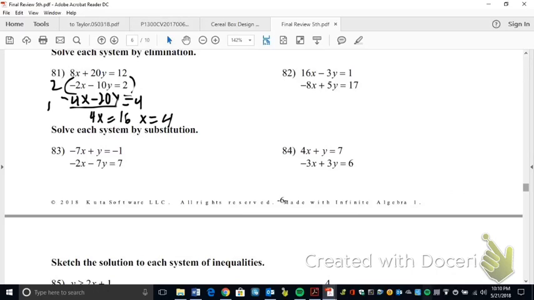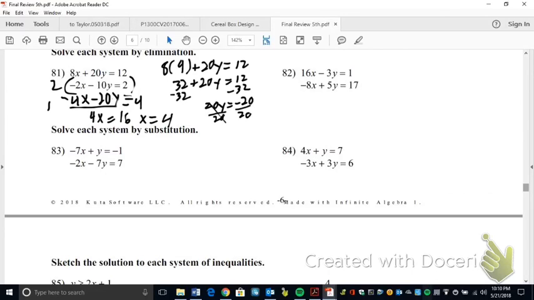Now we need a point here, so what we're going to do is we're going to plug that 4 back in. Now it really doesn't matter which equation we plug it into, we're going to get the same answer. I'm going to plug it into the top one. 8 times 4 plus 20y equals 12. 32 plus 20y equals 12. Subtract 32 from both sides. So I'm going to get 20y equals negative 20. Divide both sides by 20, and I get y equals negative 1. So my point right there, my answer is going to be 4, negative 1.